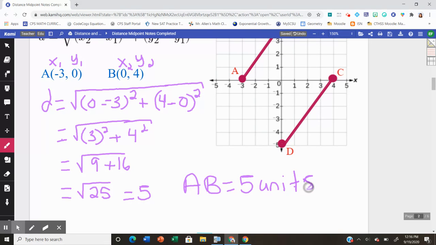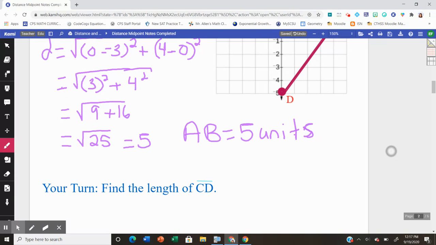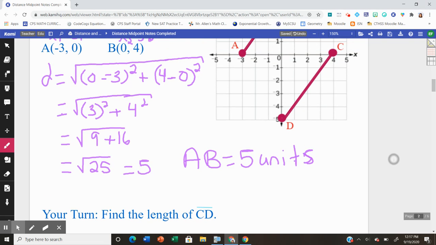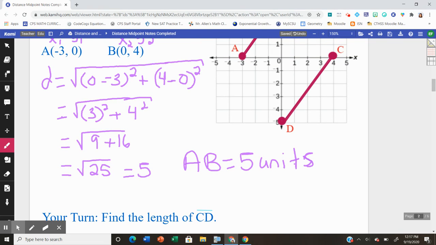Not too bad, right? You're just finding the difference in the x values, square it, difference in the y values, square it, add those together, and finally take the square root. So it's a couple of steps, but not too bad. Take a minute. It's now your turn. Let's find the length of CD. I'll scroll back up so that you guys can see it. I would pause the video, try to do the exact same formula that we just did, and see if you can figure out the length of CD. When you're ready to check your answer, go ahead and hit play.